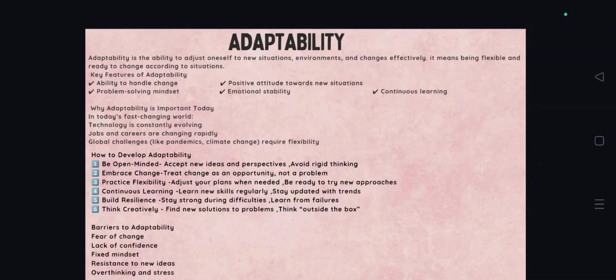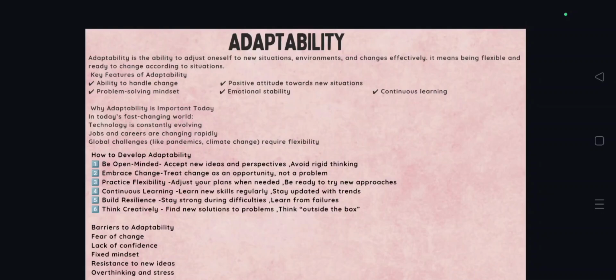So how can we adapt? How can we develop adaptability? There are some ways that will help you develop adaptability. It involves being open-minded. You should have a positive attitude towards change. You should learn to change. You have to be open-minded. Rigid thinking will not help you adapt to situations. So you have to accept new ideas, perspectives, and avoid rigid thinking.